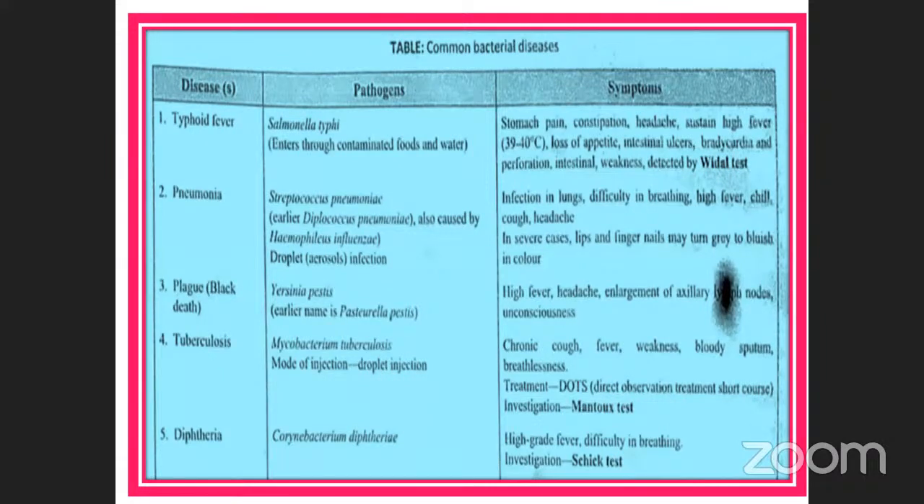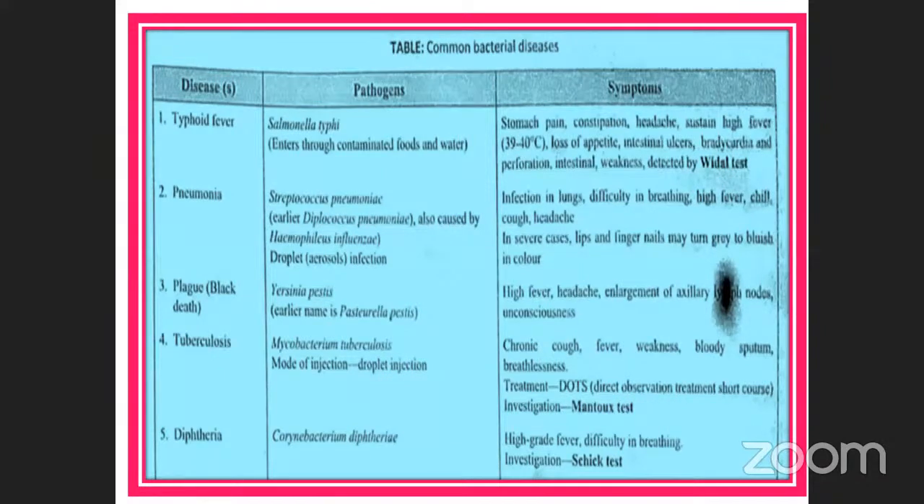Breathlessness. How will you treat this? Treatment is DOTS, directly observed treatment, short course, whether it may be 6 months or 1 year, maximum 3 years, I think. The investigation is called the Mantoux test, by which TB is identified. The course is called DOTS, and the test is called the Mantoux test. Note it down. This is also very, very important.